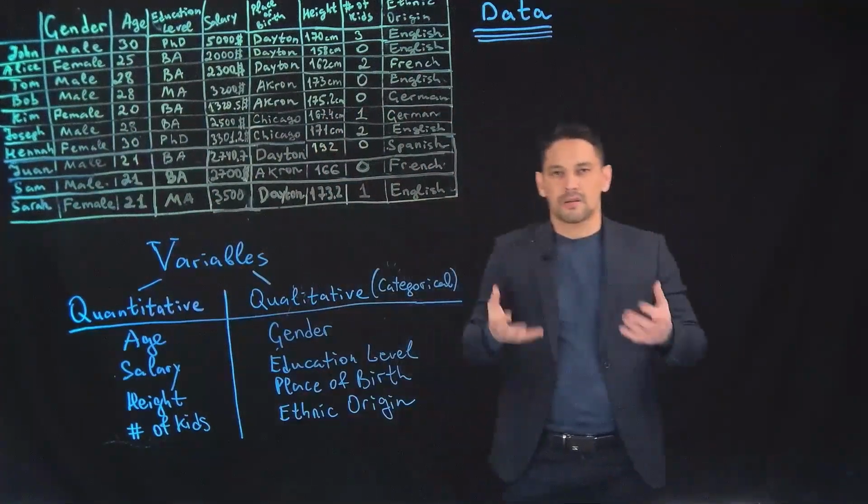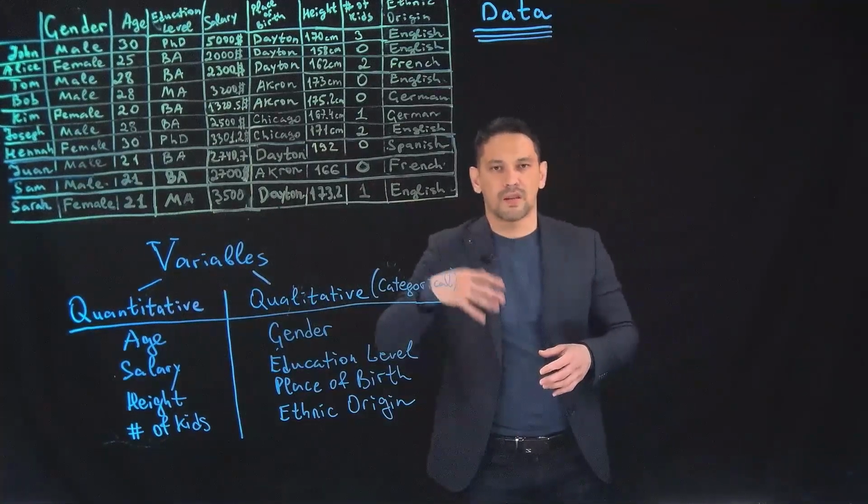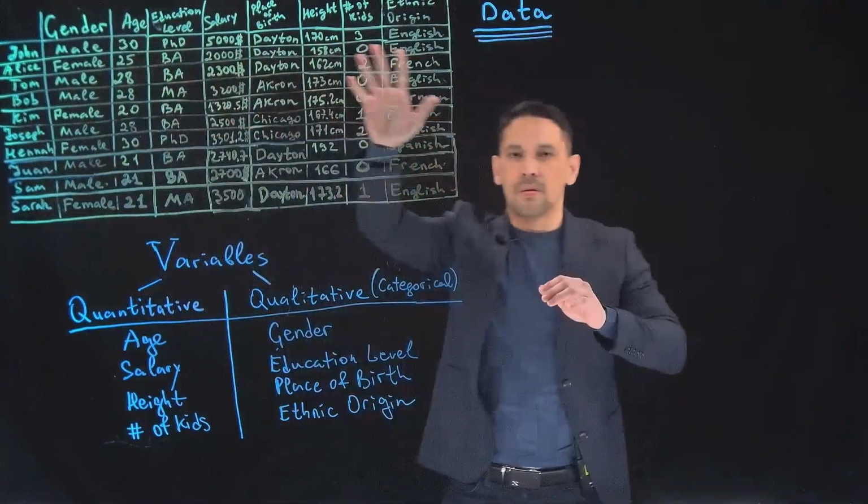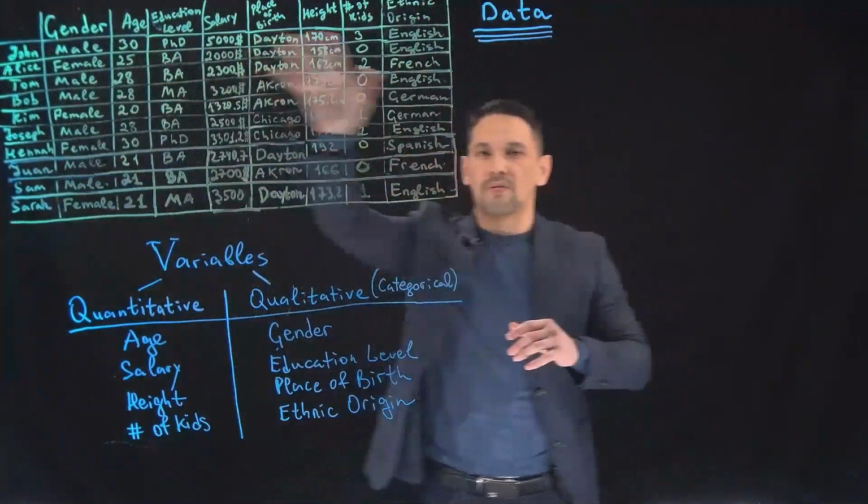So I hope you guys understand what I mean by the word data. So when I say data, please think about a table like this that shows information, it just shows some kind of information, okay?